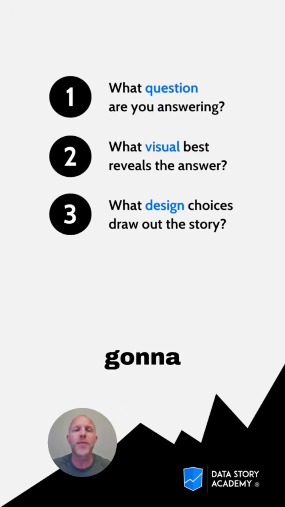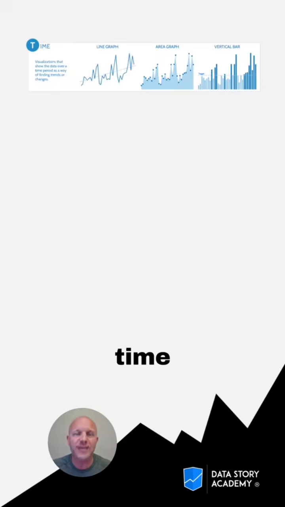So to help you do that, I'm going to walk you through my 6 favorite categories, or the most important categories to look at when choosing chart types. The first is time series, and this is visuals that show the data over time as a way of looking for trends or changes. I love line charts, area graphs, and vertical bars, so you can try those as options.